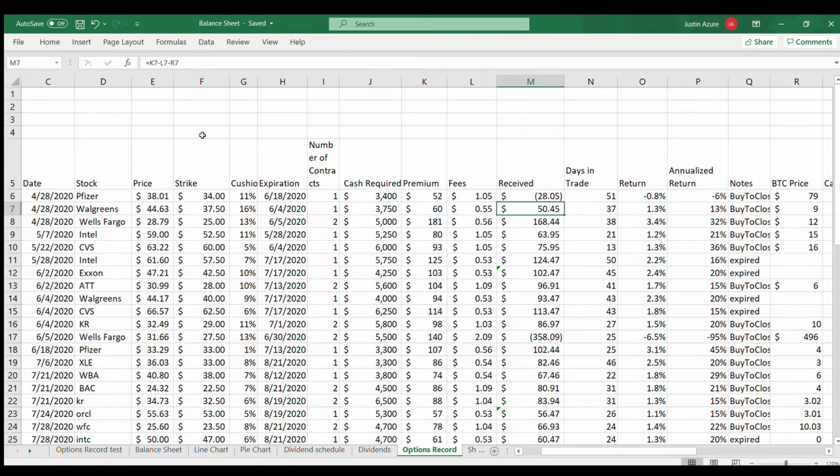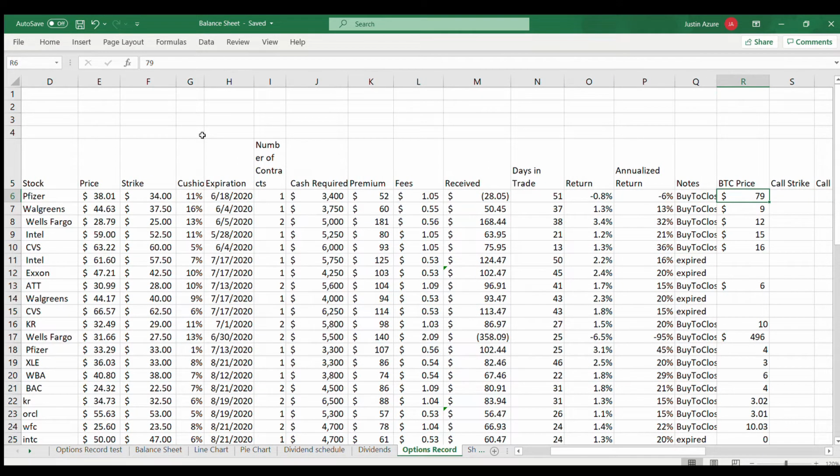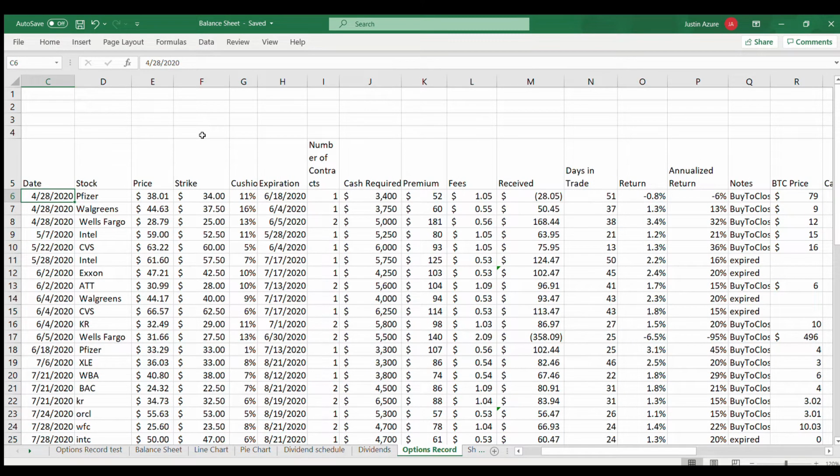And then I had this Pfizer, where something weird happened: I bought to close it, and this shows a negative number because I bought to close this contract out. So that's how it's all calculated for a put.